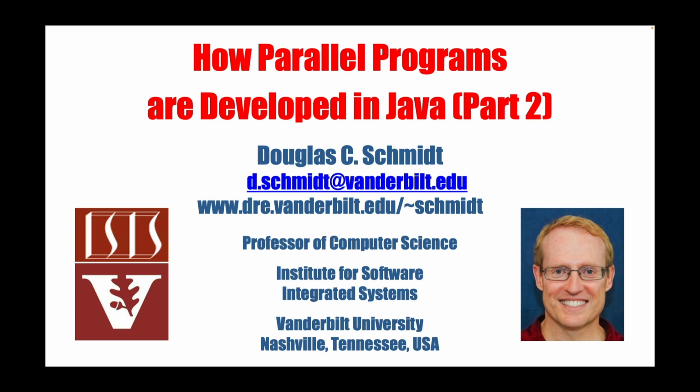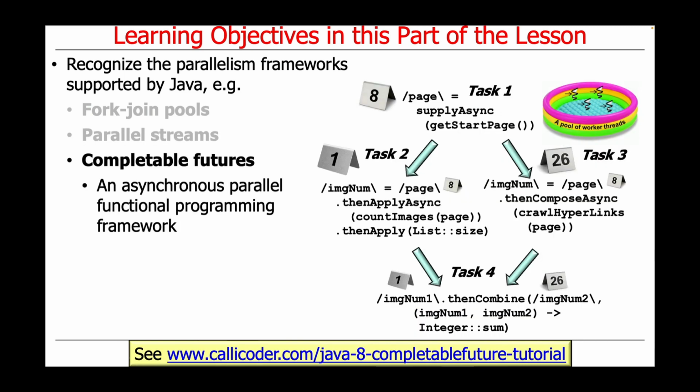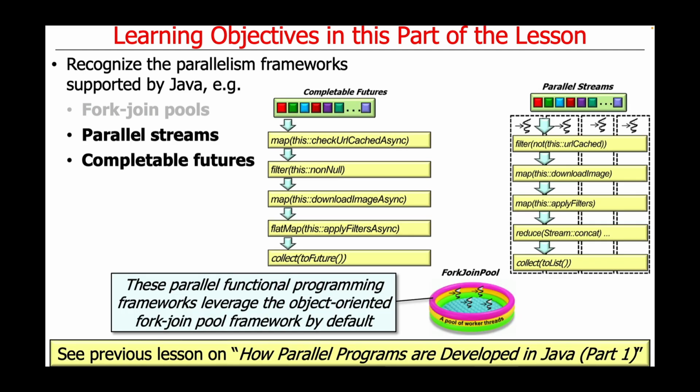Let's now continue on with a discussion of other ways you can develop parallel programs in Java. This is going to focus on the parallel streams framework, which provides a synchronous parallel functional programming framework. And we'll talk about what that is. We'll also talk briefly about Completable Futures, which is an asynchronous functional programming framework. Those will be topics we'll cover later. You'll get a chance to play around with them and write some code to use them as well.